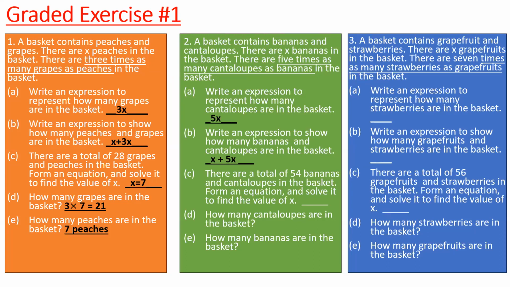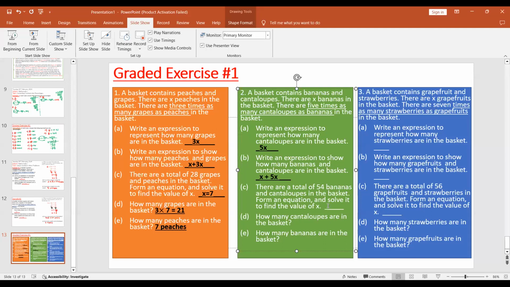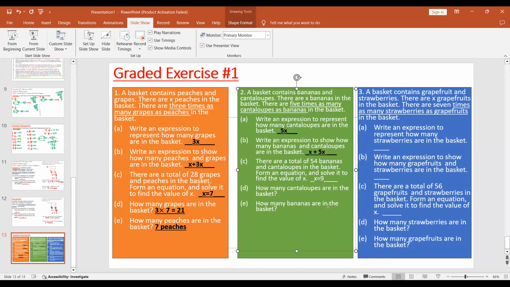What's 54 divided by 6? Your final answer would be 9. Very good. So X equals 9. Anyone else got that? X equals 9? Yes, sir. Very good. X equals 9.